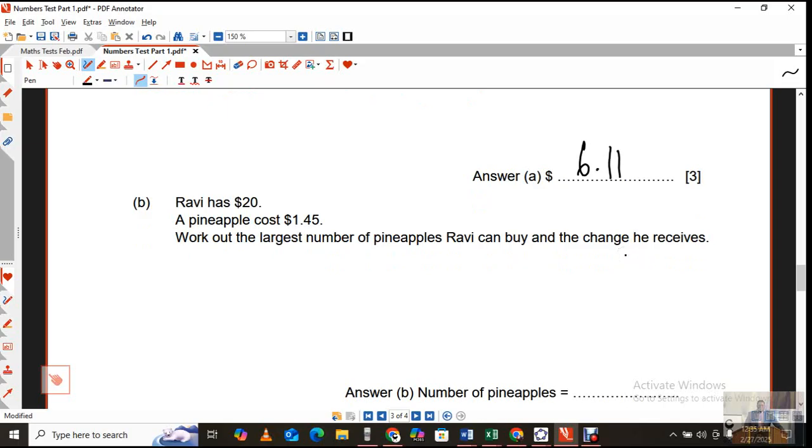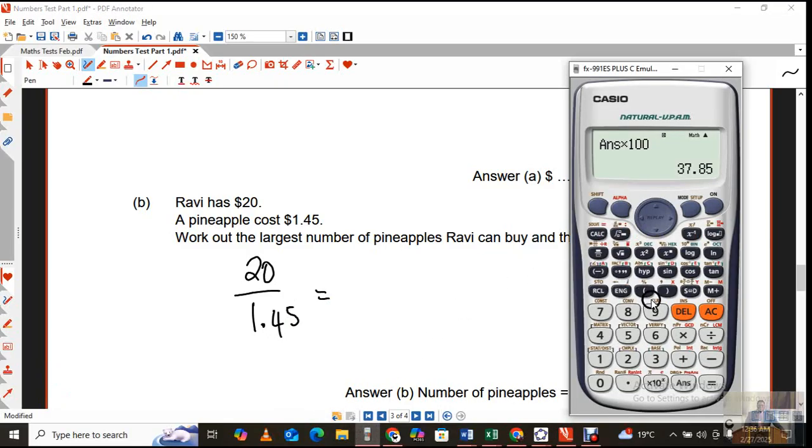Ravi has $20. A pineapple costs $1.45. Work out the largest number of pineapples. So you simply take the 20 and divide it by 1.45. Of course, you're going to get a decimal value. So take that 20, divide it by $1.45, and that gives you about 13.79, some recurring decimal.